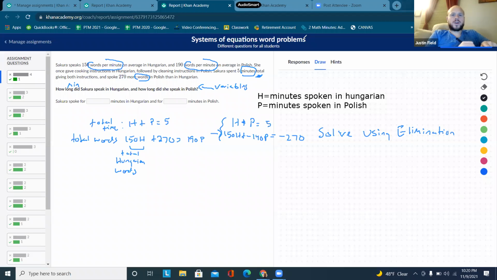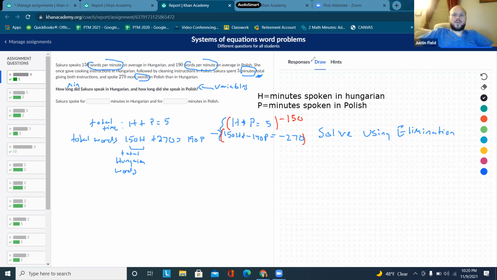Okay, so how do we solve using elimination? Well, we would multiply to cancel out the variable. I'm not going to go all the way through that with this one. But if I wanted to cancel out the h's, I would multiply the top one by negative 150. And then we wouldn't have to multiply anything else because then they would both be opposites. Okay, but that's what we did this week.